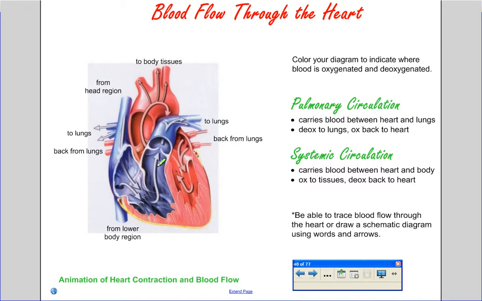The third type that you might hear of is coronary circulation or cardiac circulation, and that's basically the heart supplying itself, because the heart also has to provide itself with the oxygen and nutrients that it needs.